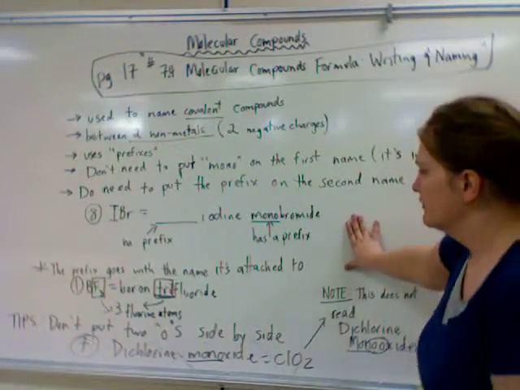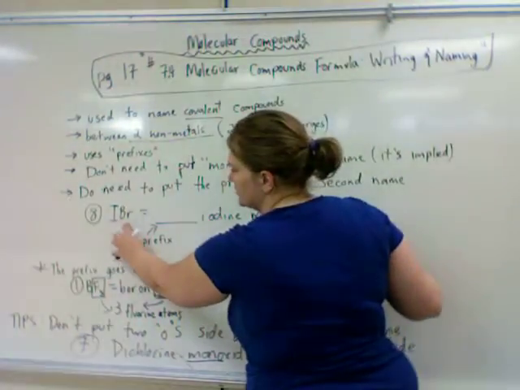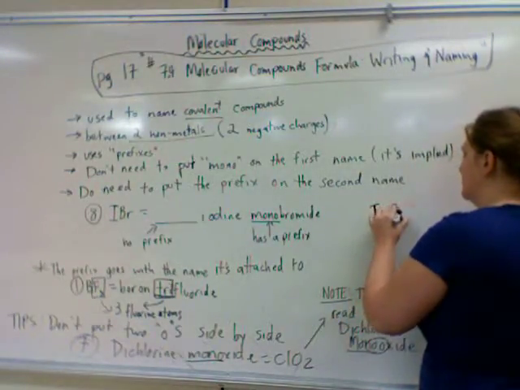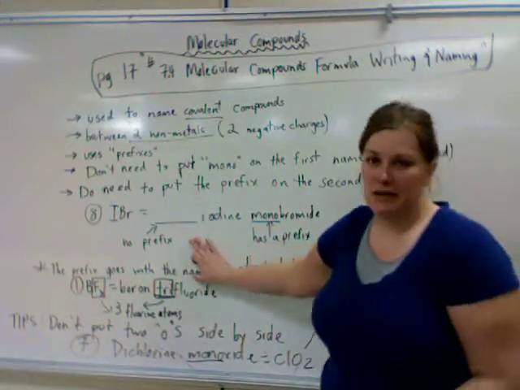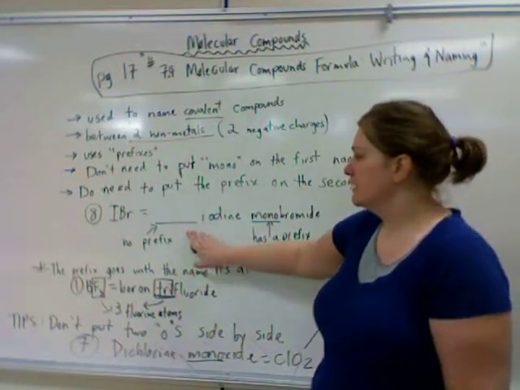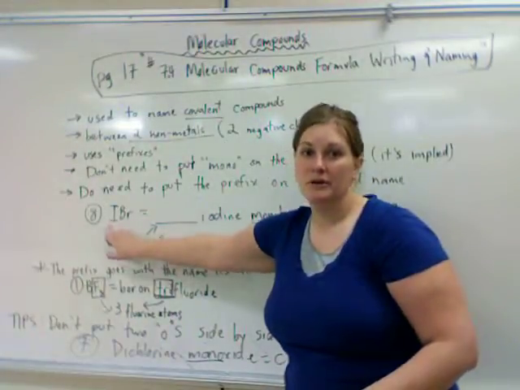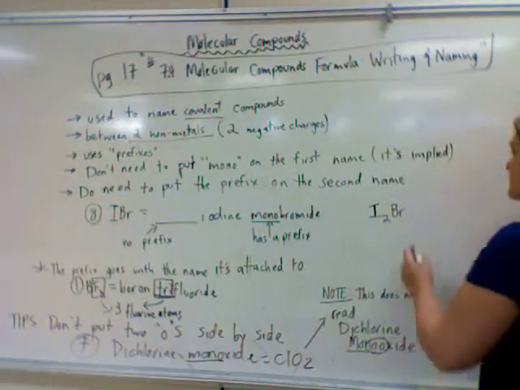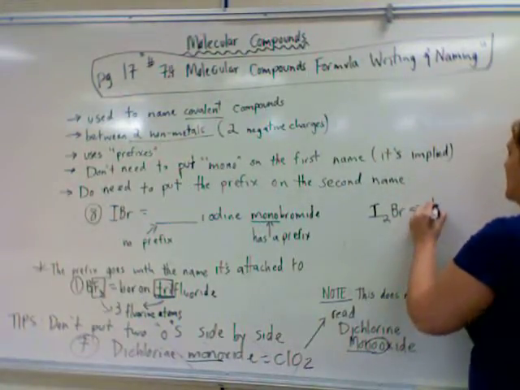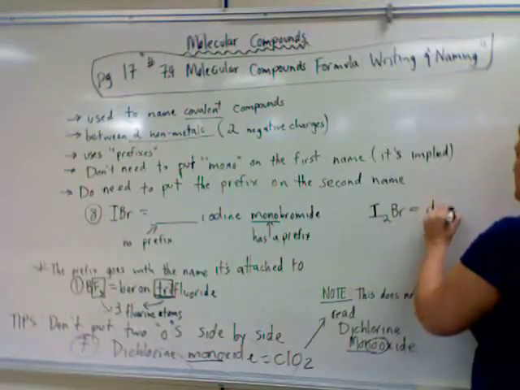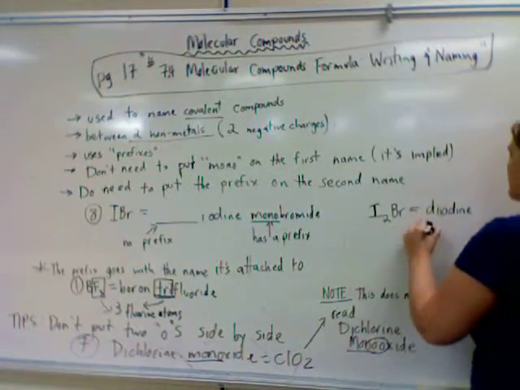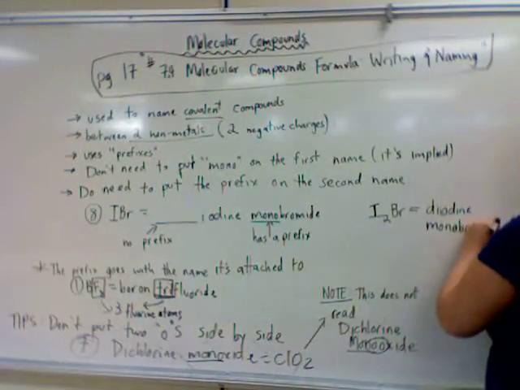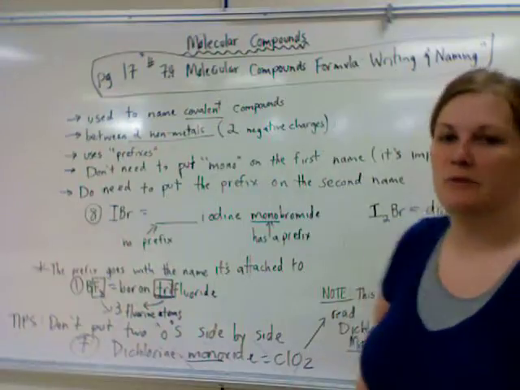For example, if this was I2Br, let's just do that together, then we would have to put in a prefix in here. We don't put in a prefix if there's just one for the first one, because it's always going to be implied that it's mono unless otherwise specified. So if this is the case, this would be di-iodine, mono, bromide. And we still keep our IDE endings just like we did with ionic naming.